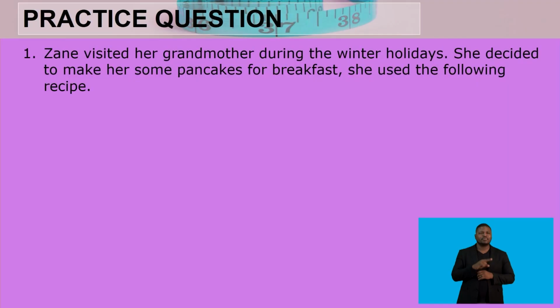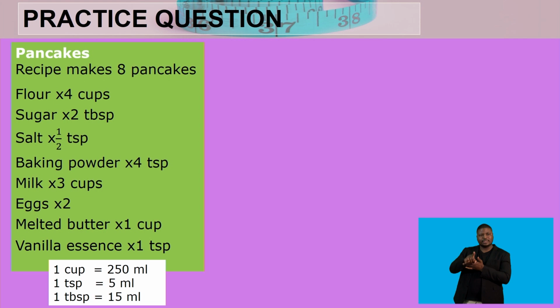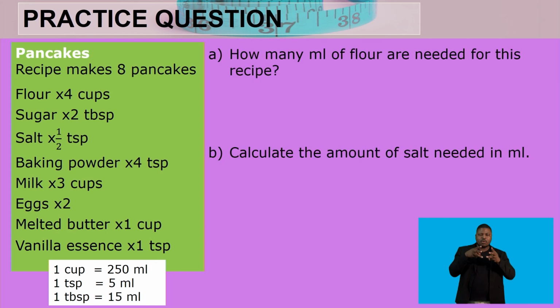Question 1 says, Zane visited her grandmother during the winter holidays. She decided to make her some pancakes for breakfast. She used the following recipe. We've got a recipe for pancakes. It tells us that the recipe can make 8 pancakes. We've got the ingredients required and the quantity of those. We also have our conversion factor for baking.